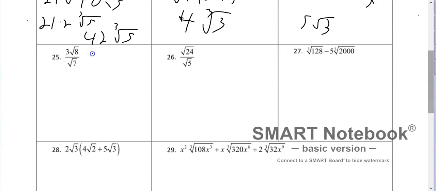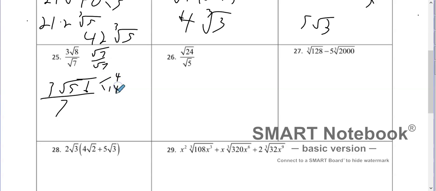Number 25. Again, we cannot have the radical 7 on the bottom, so we multiply top and bottom by radical 7. On the top, that's going to give me 3 radical 56. On the bottom, I'm going to get just 7. But again, 56 can break down, 4 times 14. The square root of 4 is 2, so 2 times 3 is 6. Square root of 14, and 7 on the bottom.